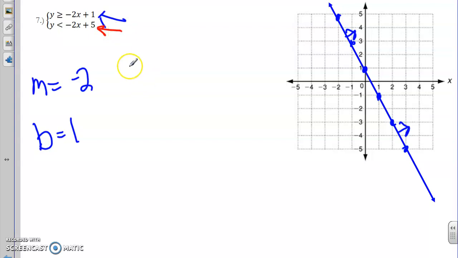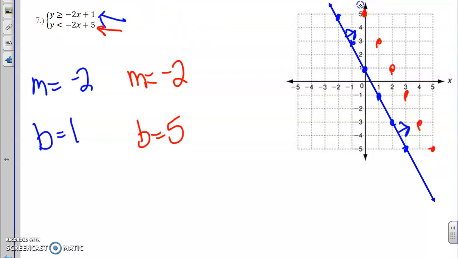Second line, y-intercept is 5, slope is -2, so I'm going to y-intercept first, down 2, right 1. And he is a less than symbol only, so that's a dotted line. And less than means to go down. And even though these are parallel lines, they do have solutions because the arrows are pointed at each other.